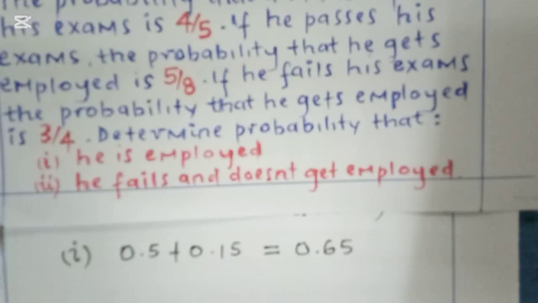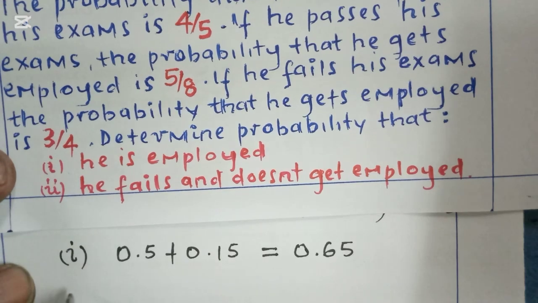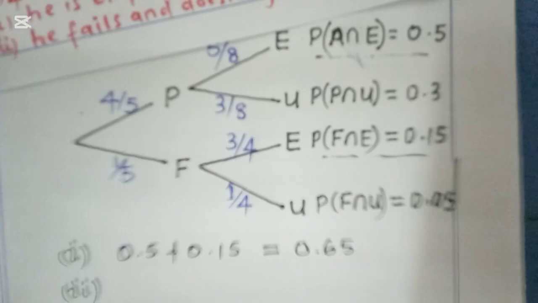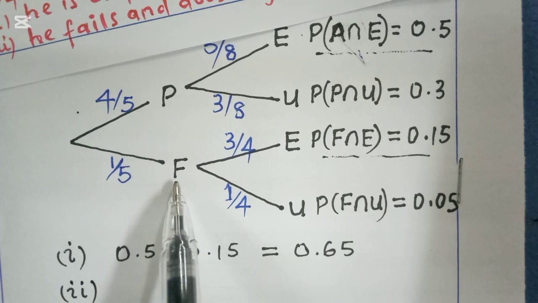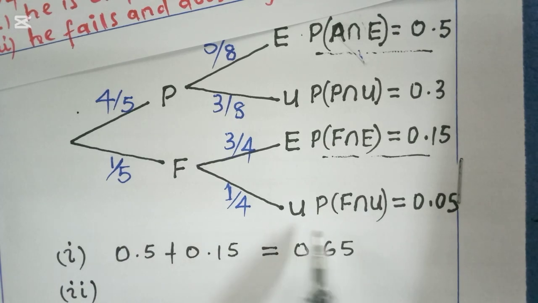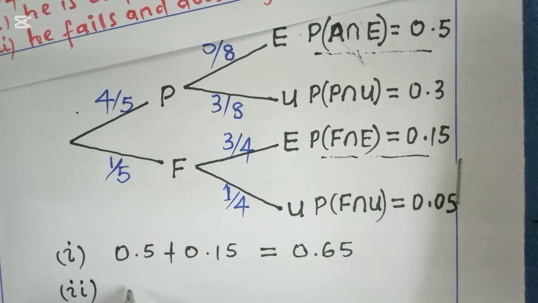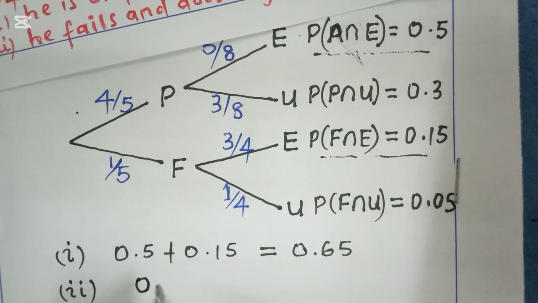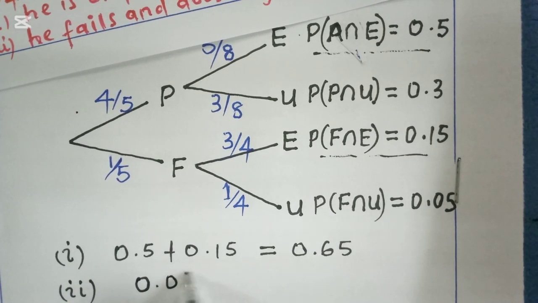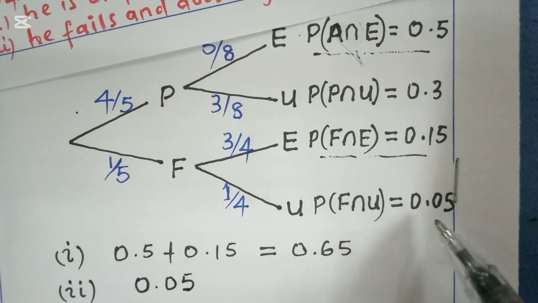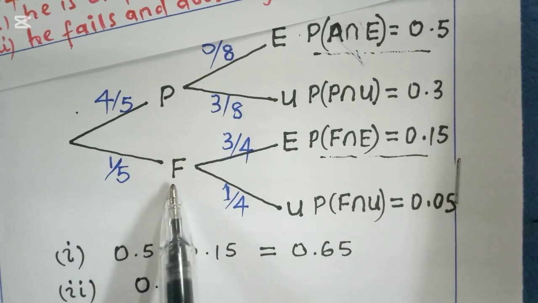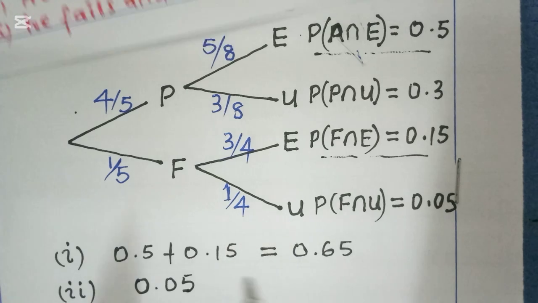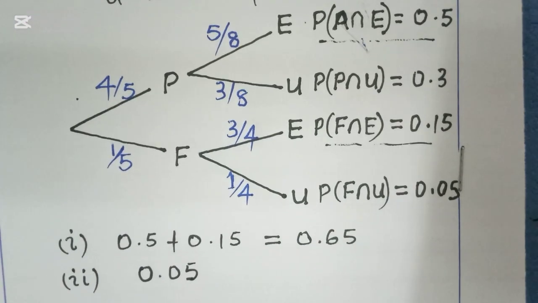Coming to 2, he fails and doesn't get employed. So we shall go to where we have fail and not employed. This is now going to be 0.05. It is actually this probability: he fails and doesn't get employed. So that's how we do that.